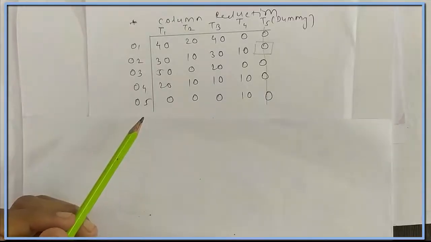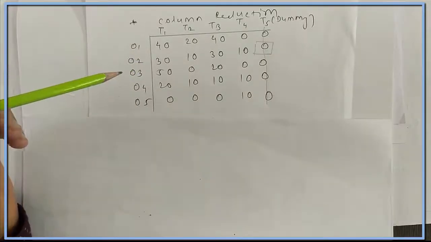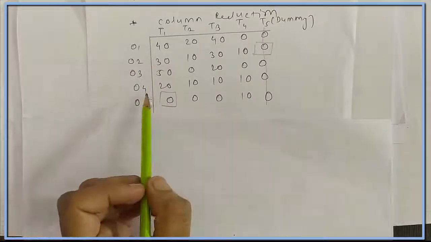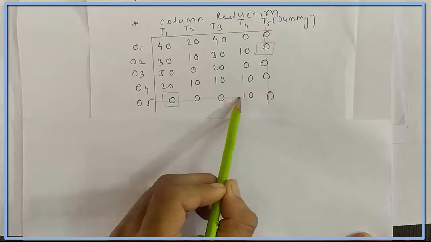After row scanning, now we will go for the column scanning. Now in the column scanning again we will start with the first column. Suppose if there is only 1 zero, then we will mark a square around it and we will draw the horizontal line passing through that 0, otherwise we will skip the column. Now look at the first column, only 1 zero is there, therefore we will mark a square and we will draw the horizontal line.